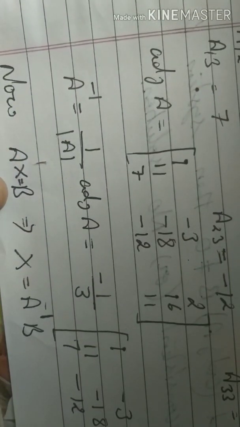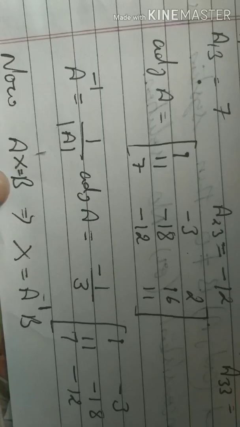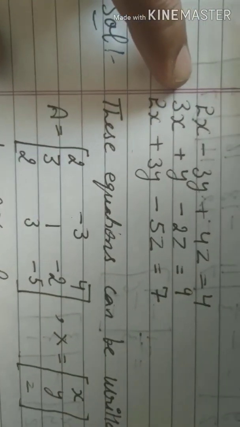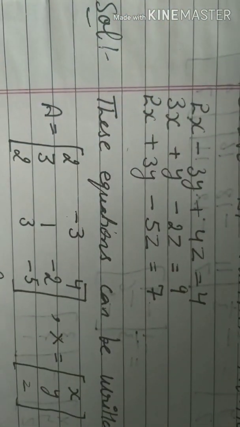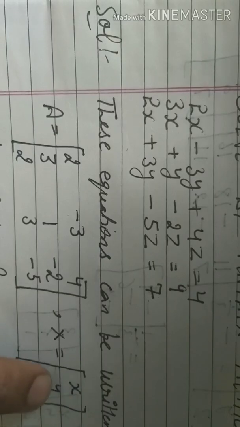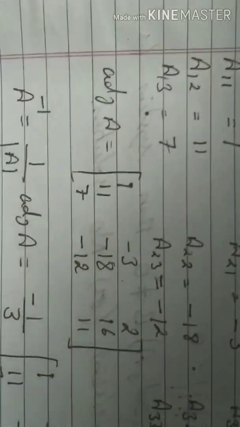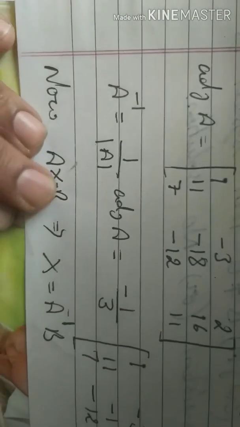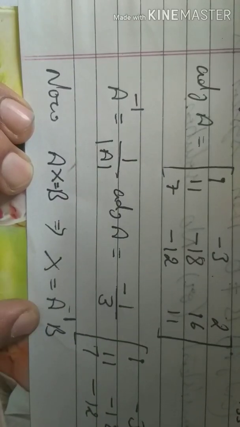And now AX equals B. If we find X, the solution of these equations, it means we find the values of x, y, z. We need the values of x, y and z. It means we want to find the capital X matrix, or we can say we want to find the values of x, y, z. Clear? If AX equals B, then X equals A inverse into B. After that we apply this method here. Clear?